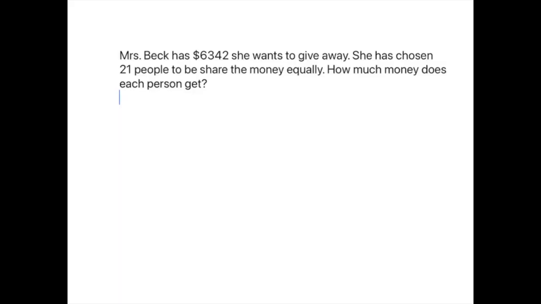All right, so today we're going to learn about the place value method for division. And I am going to start by using this problem to help you understand how it works.